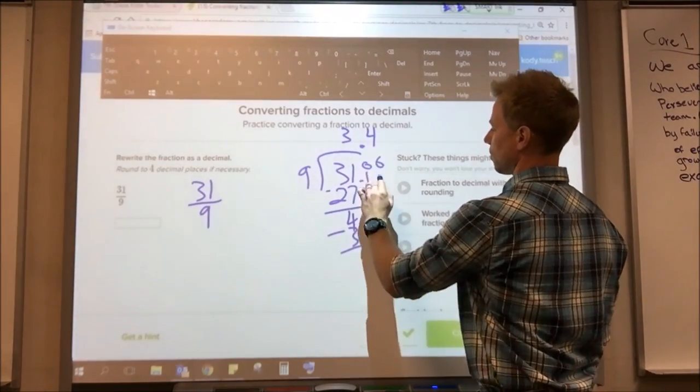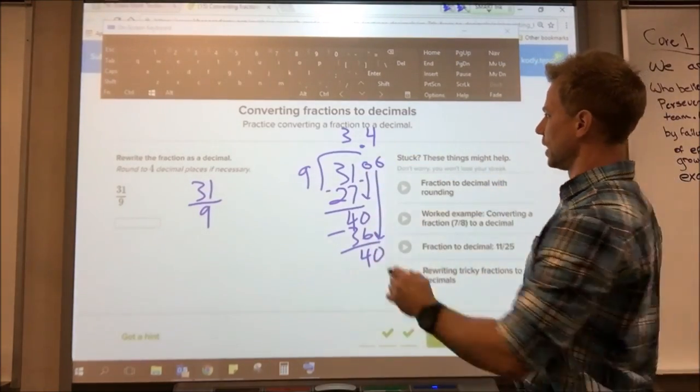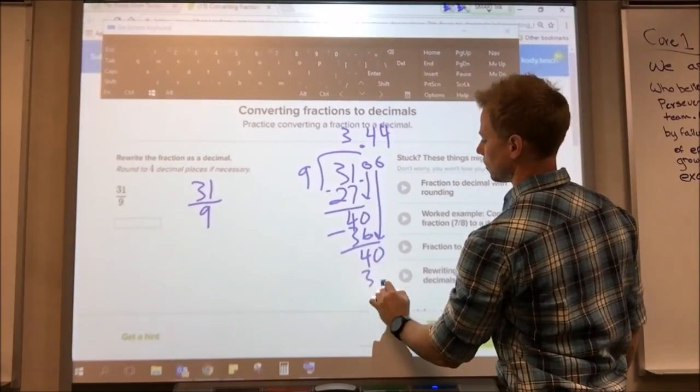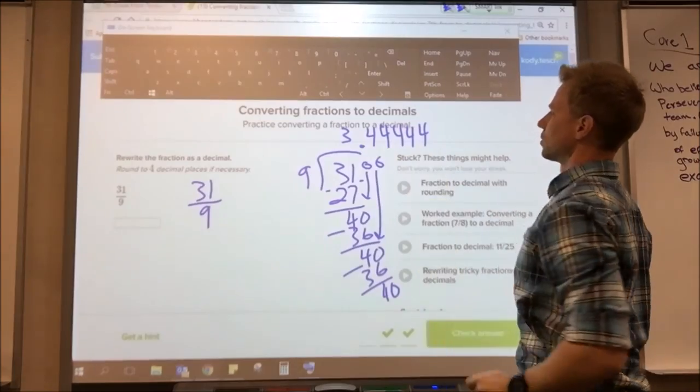Subtract, we get 4. Bring down a 0. Okay, you can probably see what's going to happen again. We get 40 again, which makes 4. Subtract, we get 40 again. So we're going to have repeating 4s.